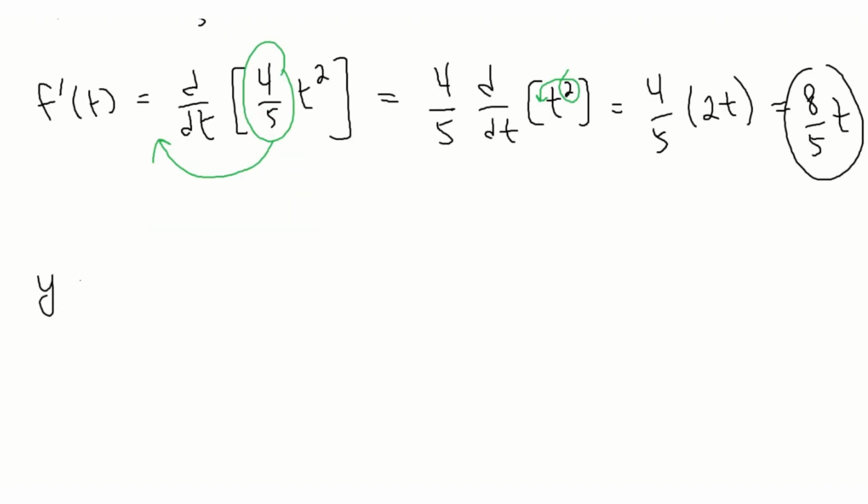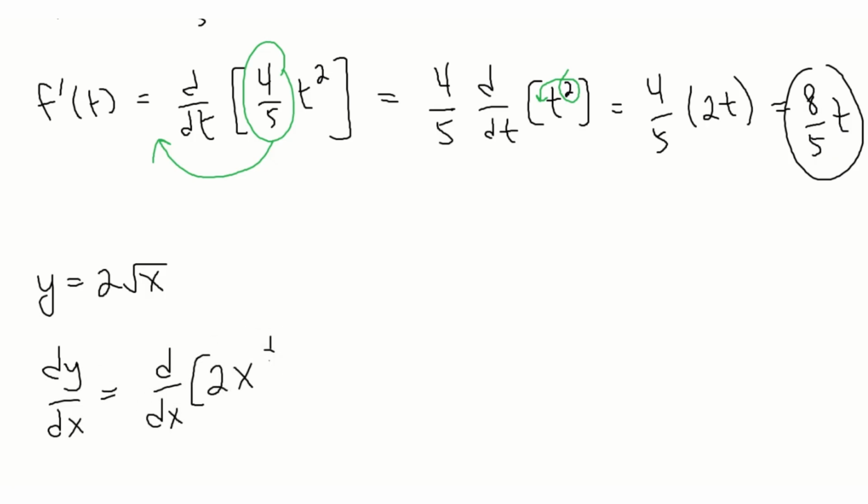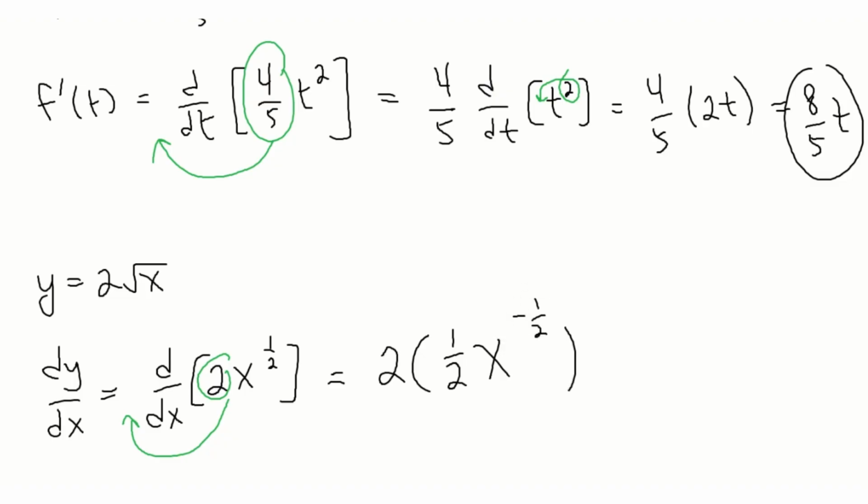Let's keep going. Pause the video and find the derivative of y equals 2 times the square root of x. Let's rewrite the square root of x as x to the 1/2. Now apply the constant multiple rule and the power rule, bringing down the 1/2 and subtracting 1 from the exponent. And we can rewrite that as 1 over square root of x.